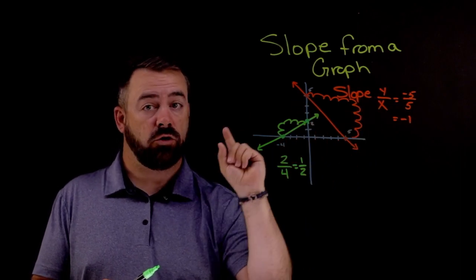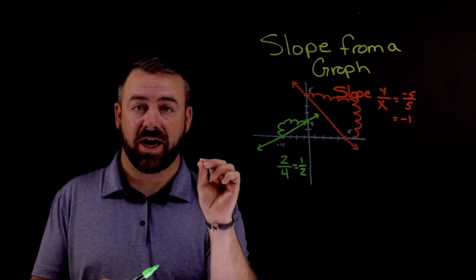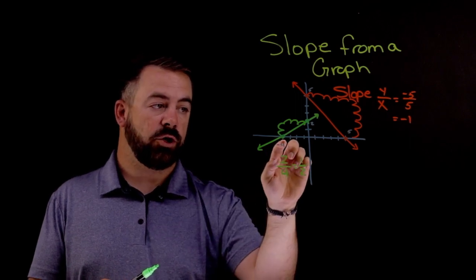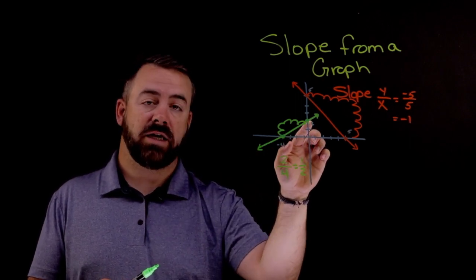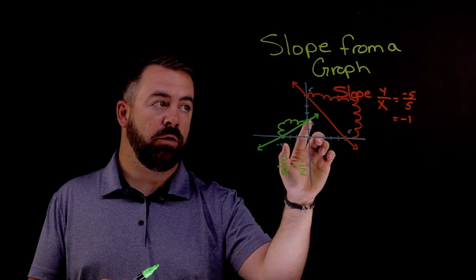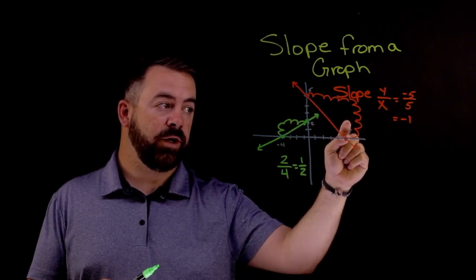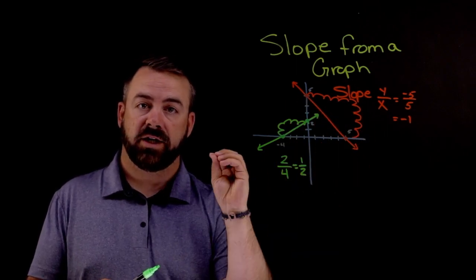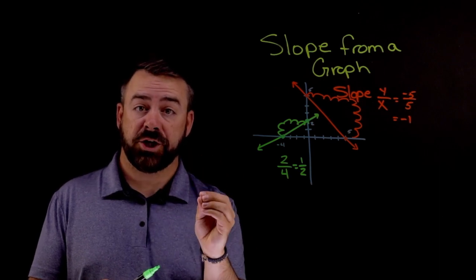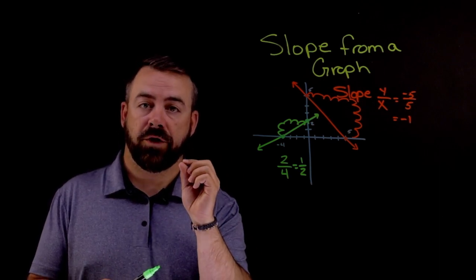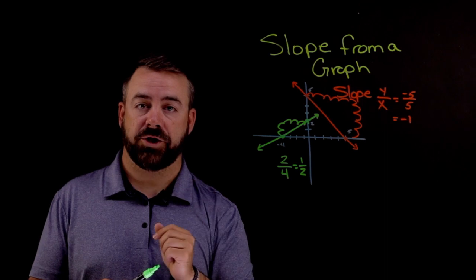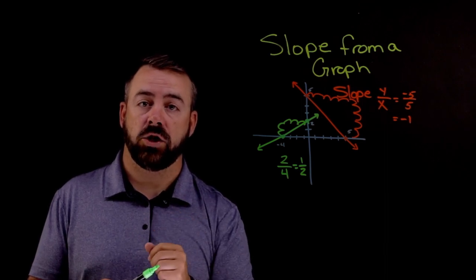Find 2 dots that cross perfectly, that you know the exact location. Start at one and get to the other. So either go up and over, or start at one, go over and down, it doesn't matter. Keep track of the direction, and that'll help you with the sign of that direction. And that's how you find slope from a graph.